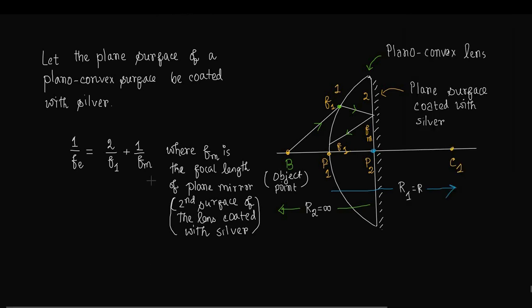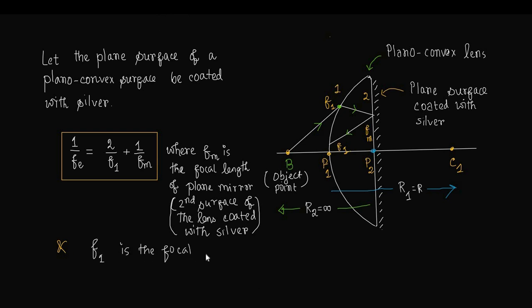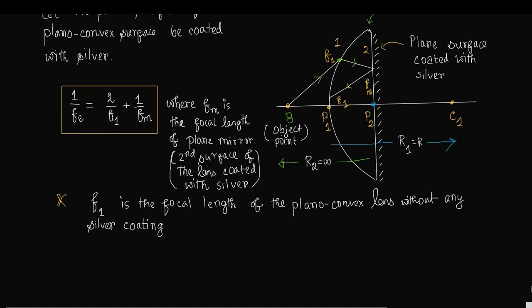1 by FE is equal to 2 by F1 plus 1 by FM, where F1 is the focal length of the plano-convex lens without any silver coating, and FE is the focal length with the silver coating. Now, the focal length of the plane mirror FM is equal to infinity, because the second refracting surface coated with silver behaves as a plane mirror which has infinite focal length.